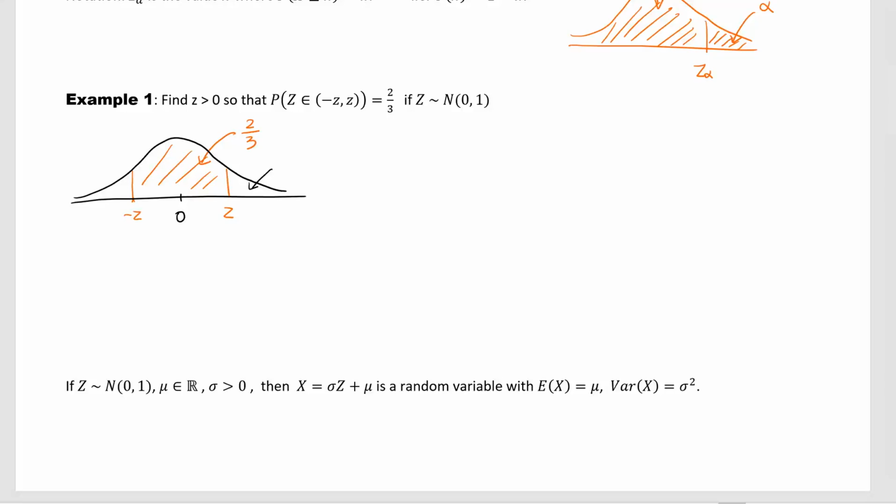Okay, because the total is 1, right? And this little area is the same as this little area, and those two areas are the same. They add up together, and we will get 1/3. Because the total area is 1, and then the middle guy is 2/3. So those two small pieces add up to 1/3.